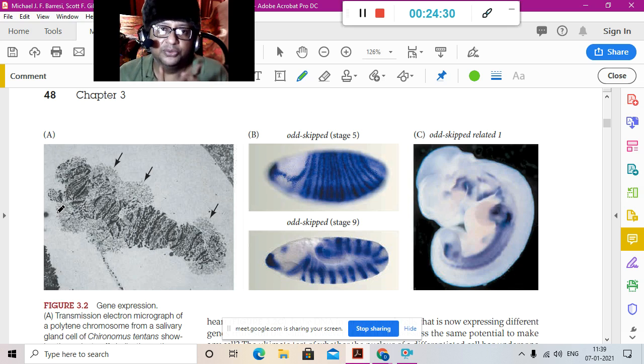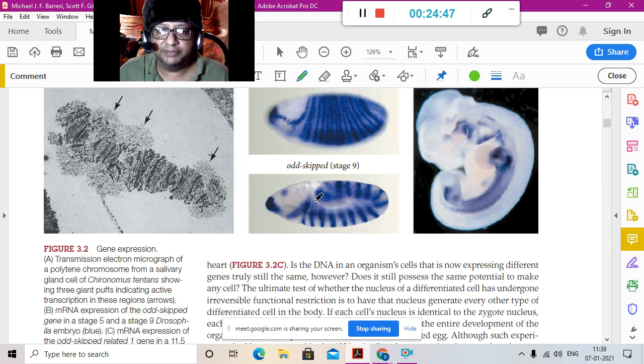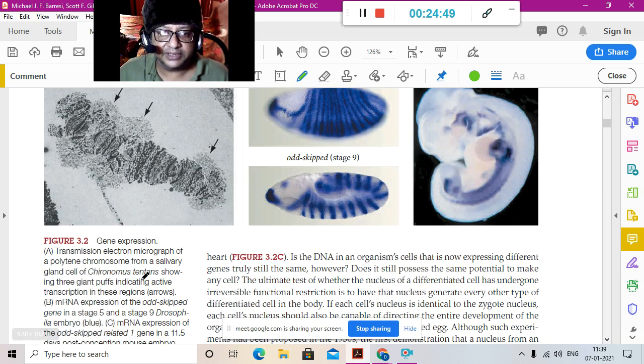So this was proof of differential gene expression. Different genes are expressed at different times in different cells. So this was the first evidence of differential gene expression. This was in Chironomus. In MSc, you isolate Polytene chromosomes of Chironomus larva.